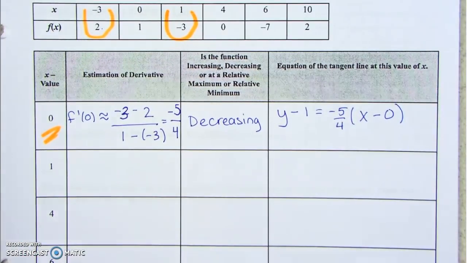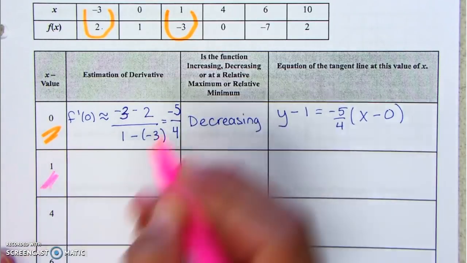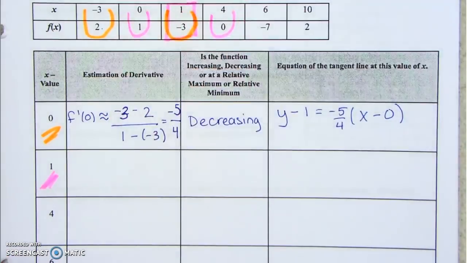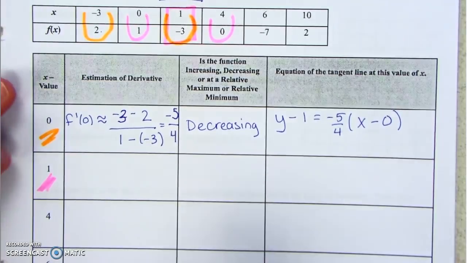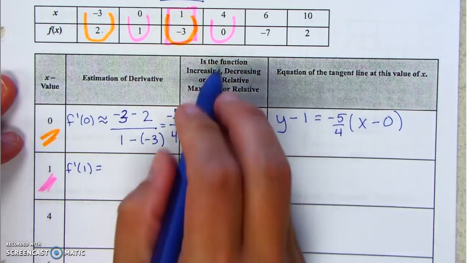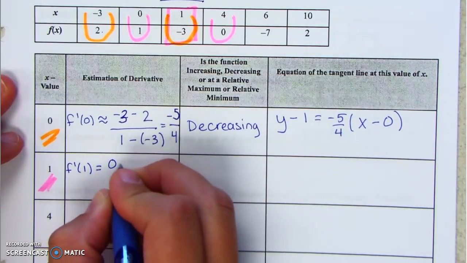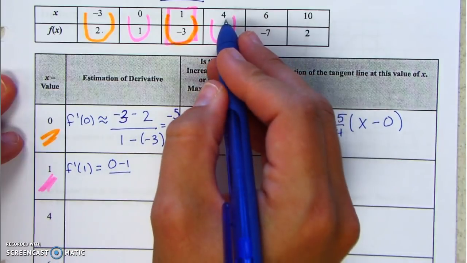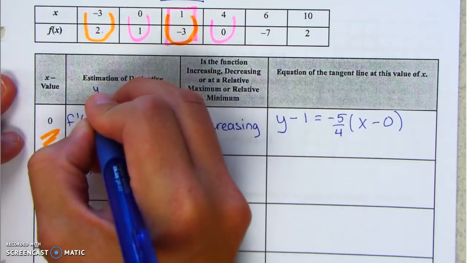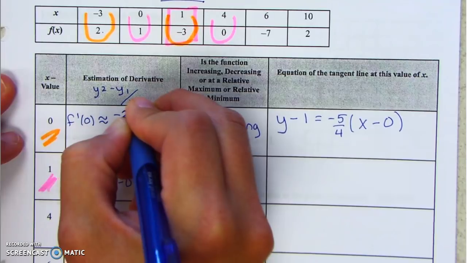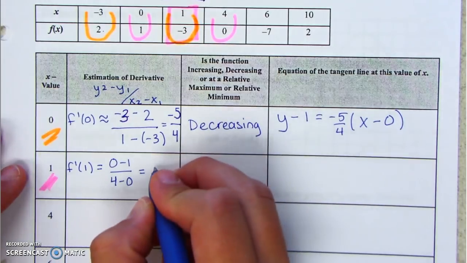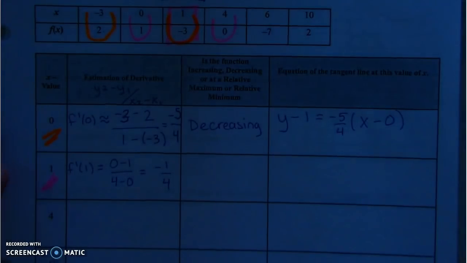Okay, but now we need to look at the points surrounding 1. And here's 1. So what are the 2 points surrounding it? Now it's this point and this point. Oh, we got some zeros here. Okay, here we go. I'll write smaller this time. F prime of 1 equals y2. So I have 0 minus 1, y2 minus y1 over 4 minus 0. So it's always the y's, y2 minus y1 all over x2 minus x1. That's the slope formula from Algebra 1. Negative 1/4.